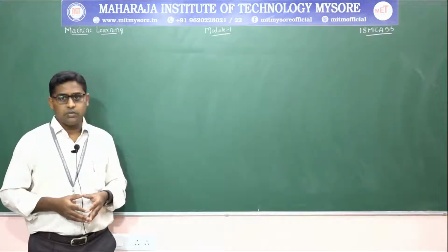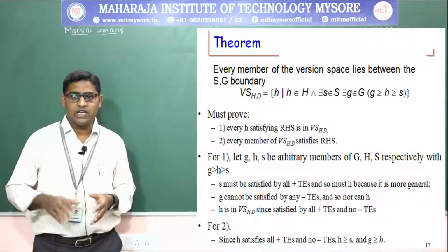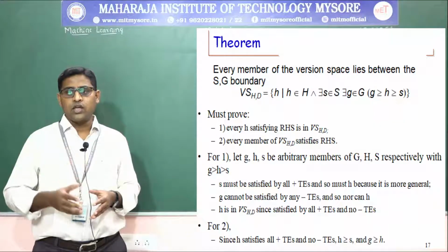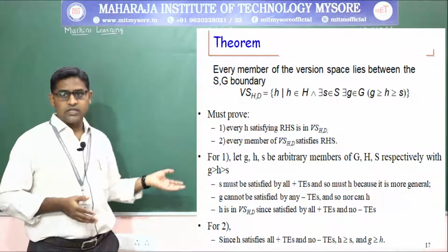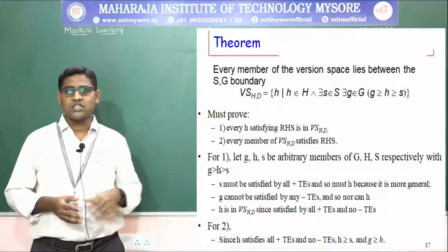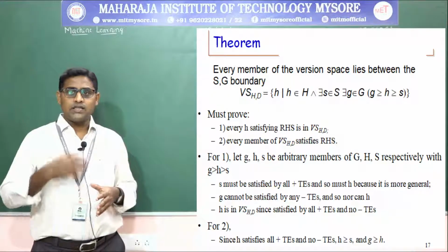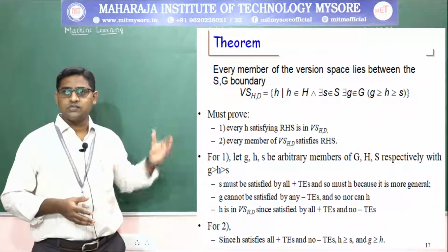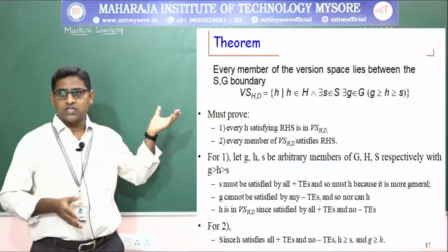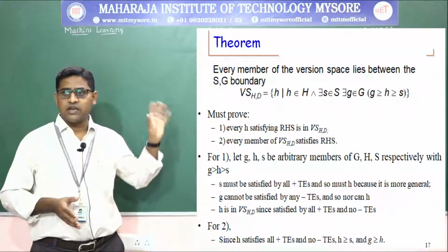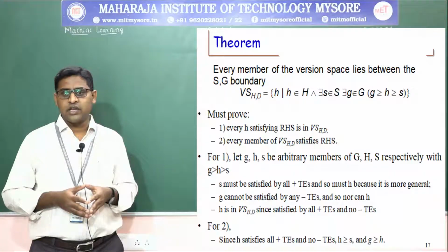Now the theorem has to be proven. The theorem will be proven in two steps. First, every hypothesis H satisfies the right hand side of the version space of hypothesis and data set. And second, every member of the version space of hypothesis and data set satisfies the right hand side. So what is that every member? Every member of the version space lies between the specific boundary and the general boundary, and that is the equation.